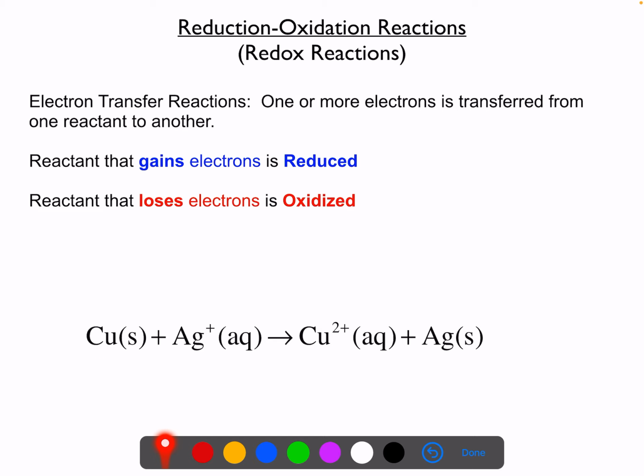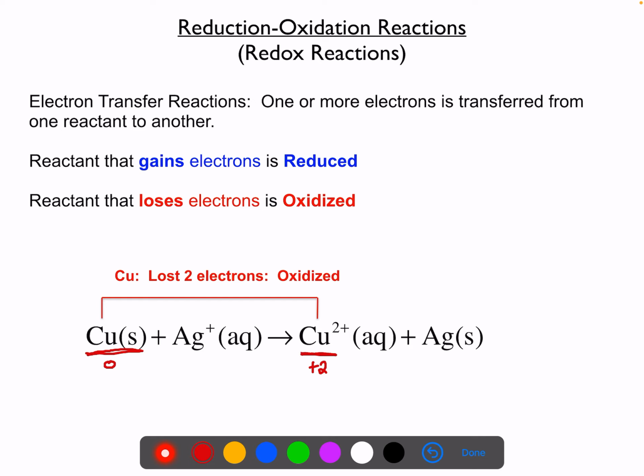And here in this simple example, we can see metallic copper goes to copper 2 plus. And so if we look at the oxidation state, we have an oxidation state of 0 and an oxidation state of plus 2. And so we can see copper is being oxidized. It's losing 2 electrons. The silver, on the other hand, is starting at a plus 1 oxidation state and going to a 0 oxidation state. And so we can see silver is being reduced and it is gaining 1 electron.